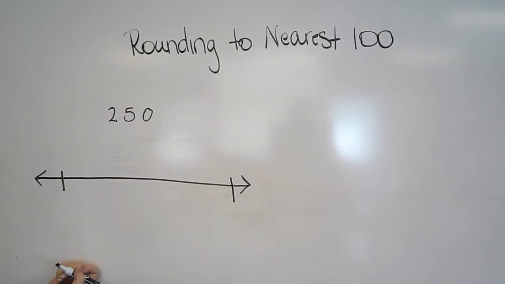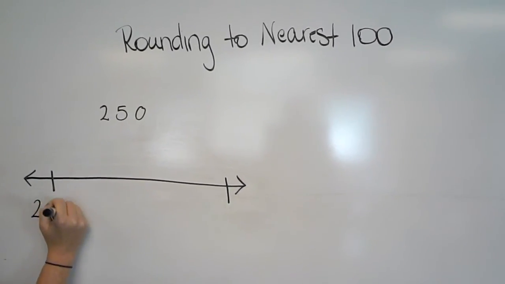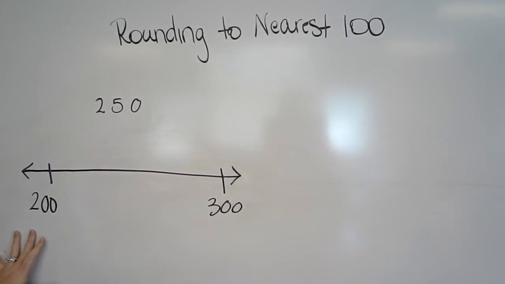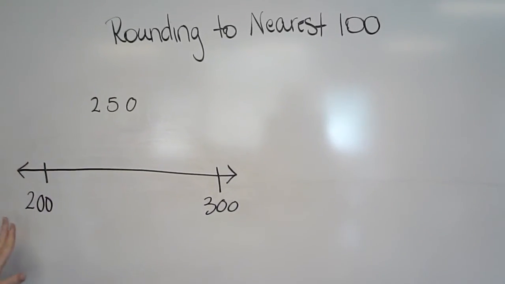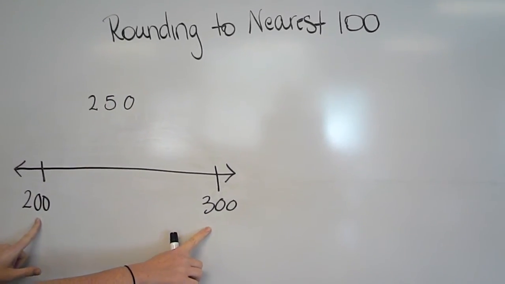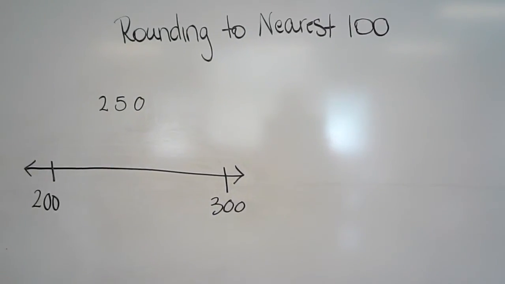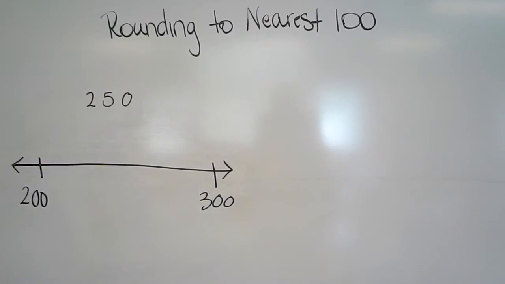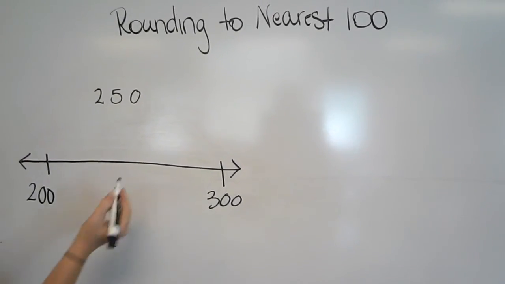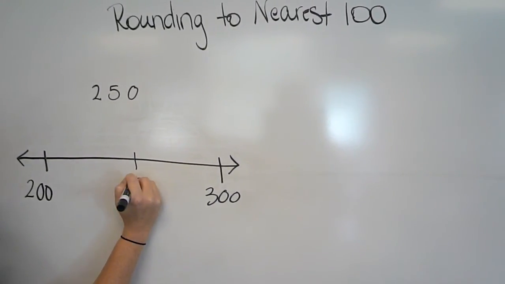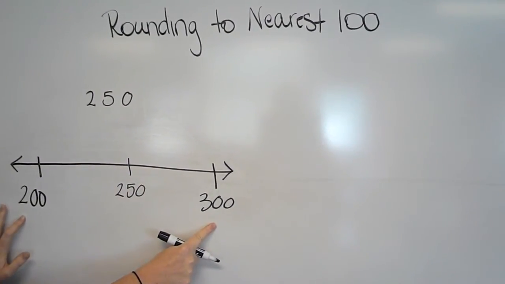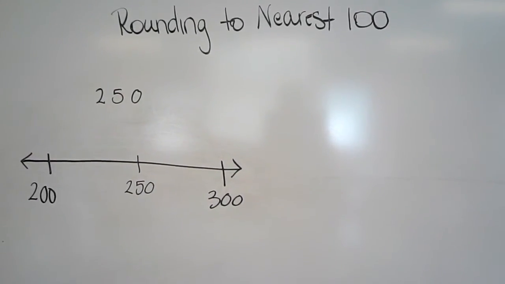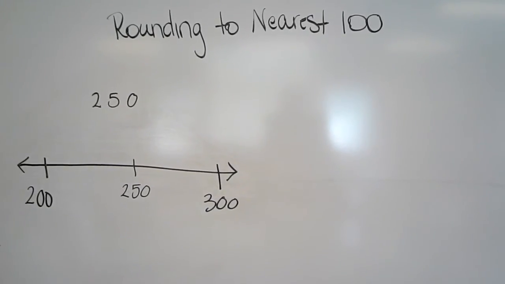Great, 250 is between 200 and 300. If I count by hundreds, 100, 200, 300, I know 250 falls between 200 and 300. So go ahead and take another second and label where 250 would be on your number line. Great. You know 250 is halfway between 200 and 300. So think about what we've been practicing with our number lines, rounding to the nearest 10 and hundreds. What number does 250 round to?